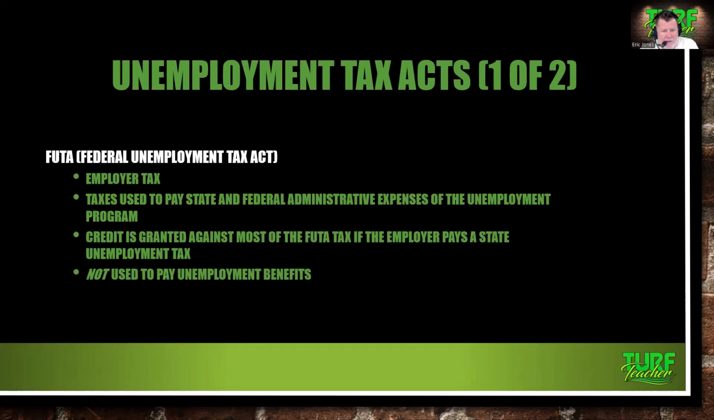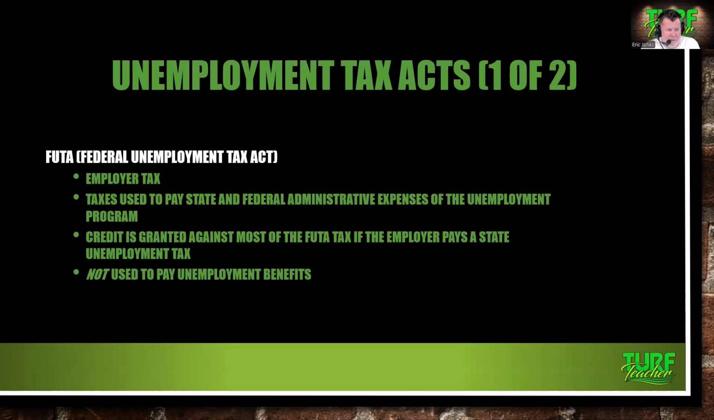Unemployment tax acts. We got 2 pages of this. You got FUTA, which is your Federal Unemployment Tax Act. This is your employer tax. Tax is used to pay state and federal administrative expenses of the unemployment program. Credit is granted against most of the FUTA tax if the employer pays a state unemployment tax. However, guys, this is not used to pay unemployment benefits. We're going to see what actually does, and that's the SUTA.